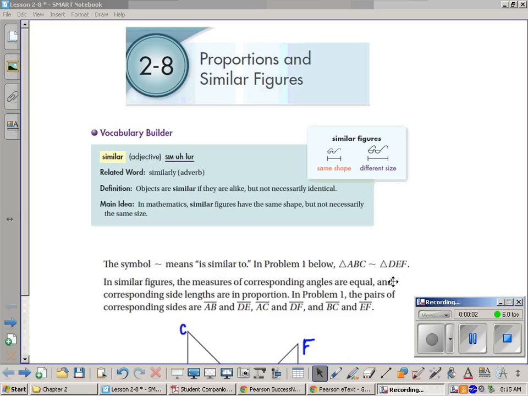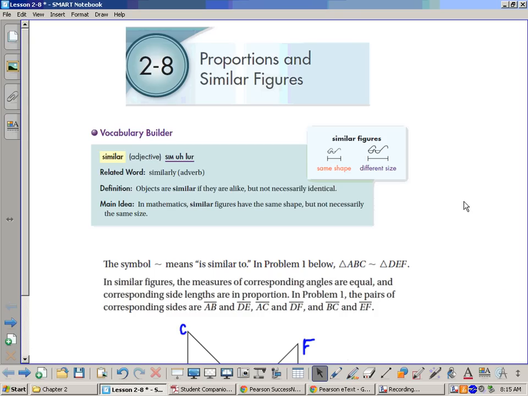Good afternoon, class. Today we're going to continue working with proportions, but we're going to work with them using similar figures. So we're going to build some objects and then find some missing side lengths. First, let's just talk about what it means to have objects that are similar.